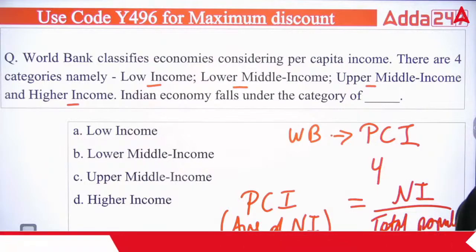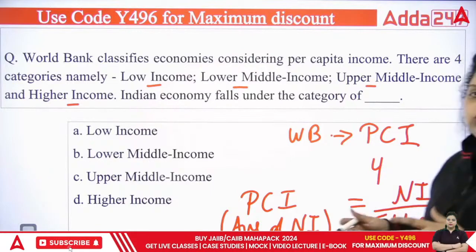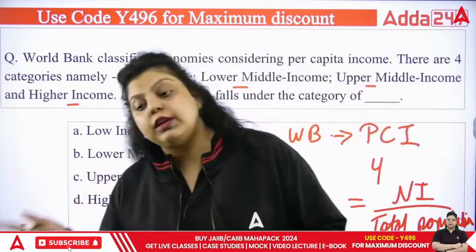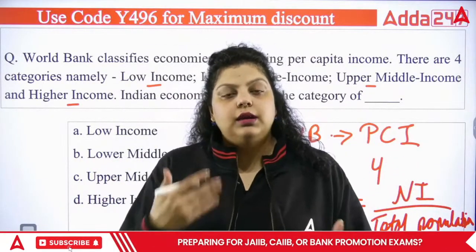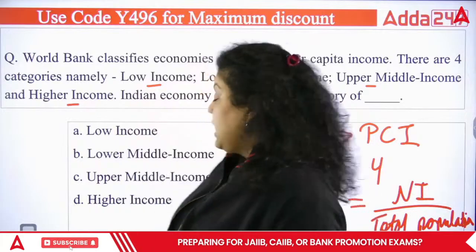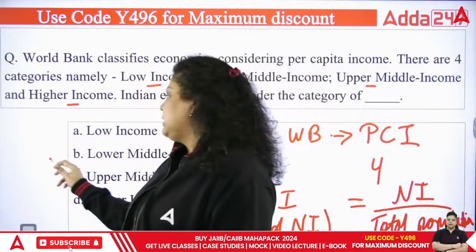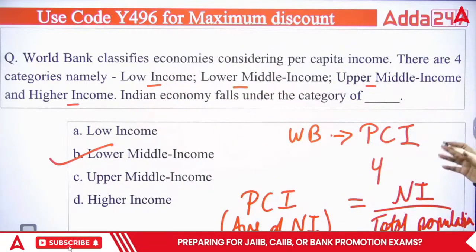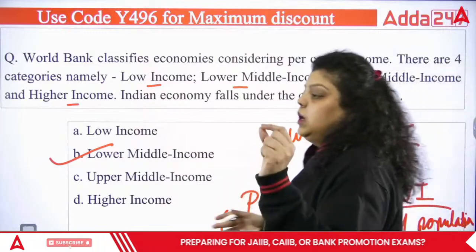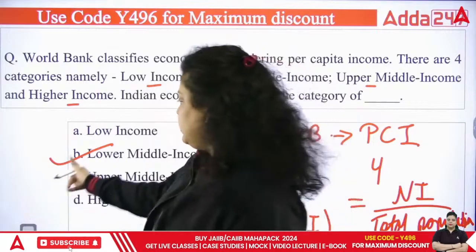Clear? Now if per capita income is the national income divided by total population, it means I am calculating the average value. Average of what? Average of your national income. So the average of your national income is per capita income, and this is how it will be calculated. And if I talk about India, India comes under the lower middle income category as per the World Bank per capita income classification, because India's per capita income is $1,891, and accordingly India comes in this particular range.